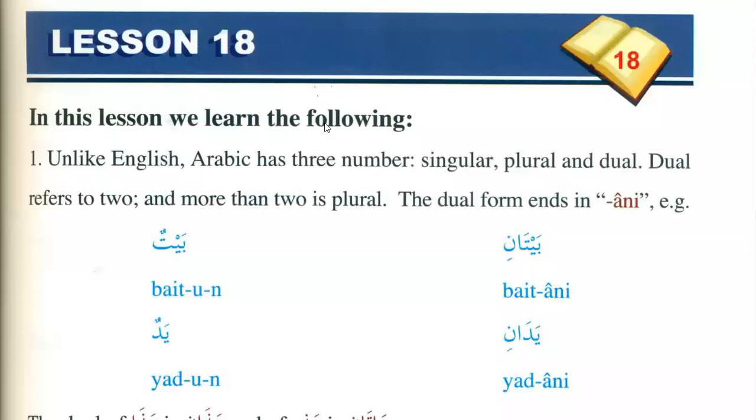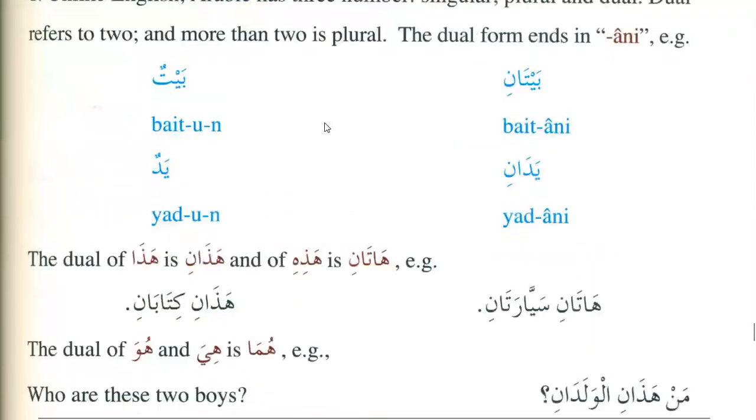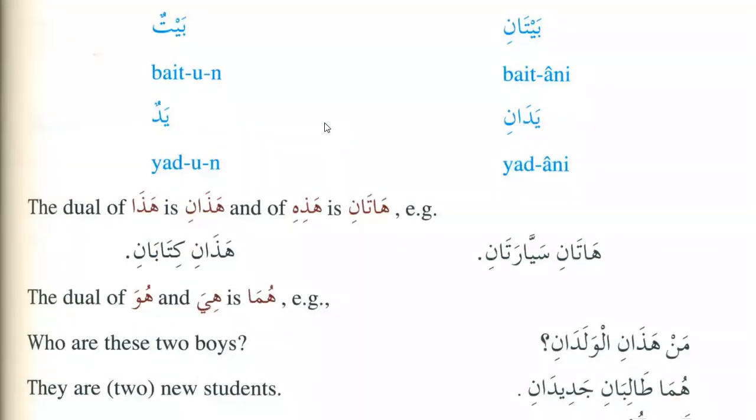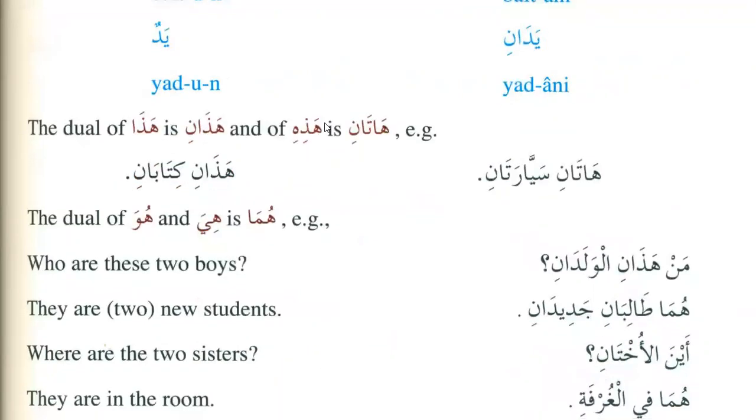In this lesson, we learn the following. Unlike English, Arabic has three numbers: singular, plural, and dual. Dual refers to two, and more than two is plural. The dual form ends in ani. For example, baitun, baitani, yadun, yadani. The dual of haza is hazani, and of hazihi is hatani. For example, hazani kitabani, hatani sayyaratani. The dual of huwa and hiya is huma.